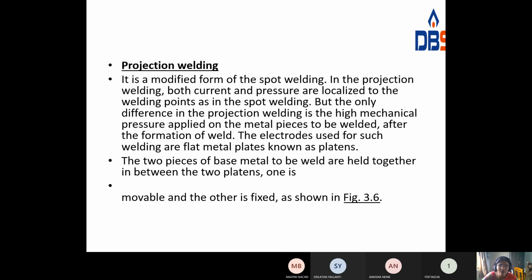So here you take the current and pressure at the proper localized points. But the only difference in projection welding is that high mechanical pressure is applied on the metal pieces to be welded, after the formation of the weld. The electrodes used for such welding are flat metal plates known as platens. At that time the metal plates will be very flat, and the two pieces of base metal to be welded are held together in between.